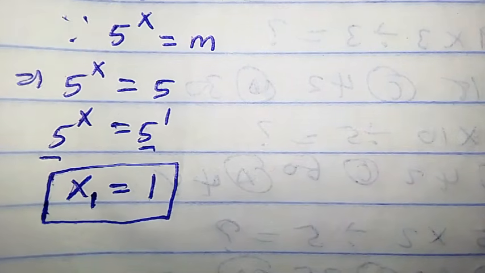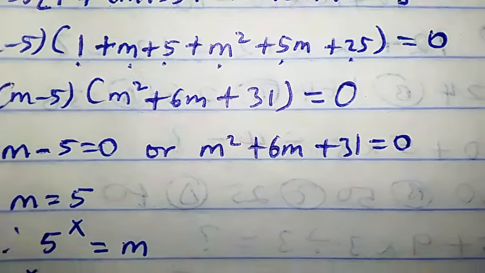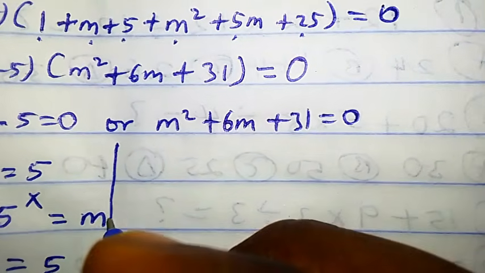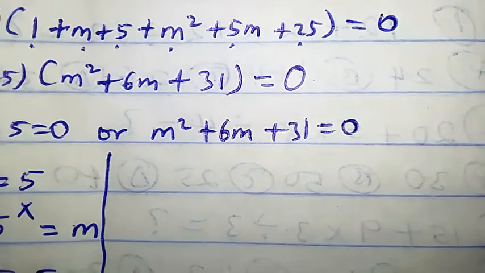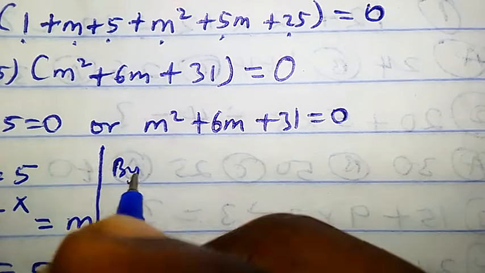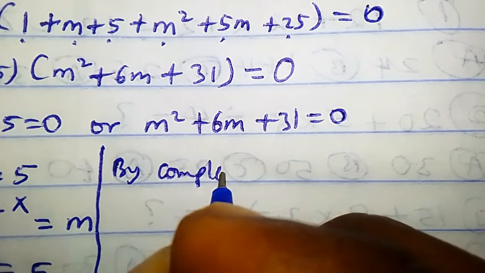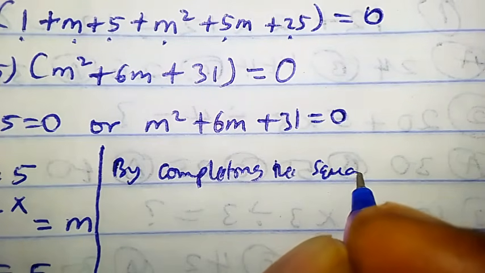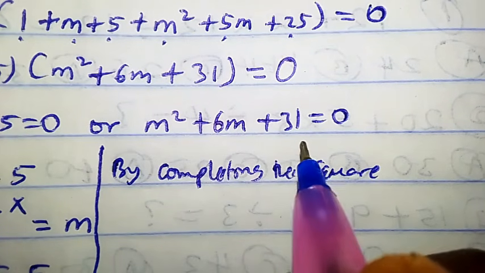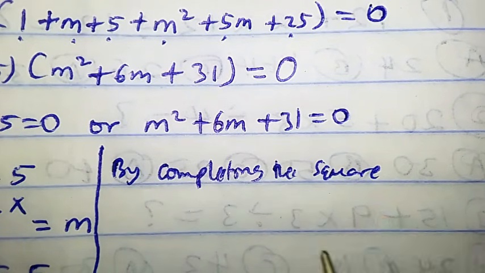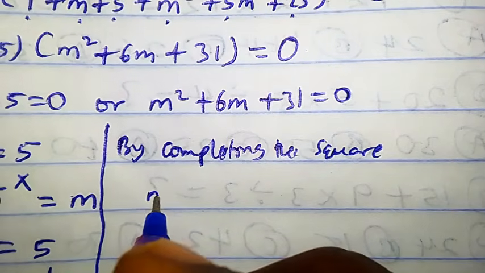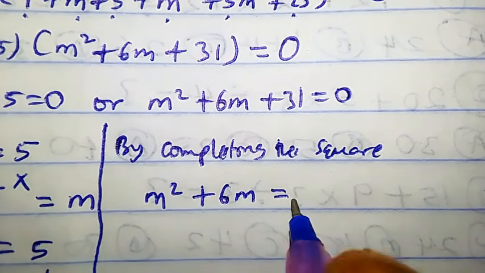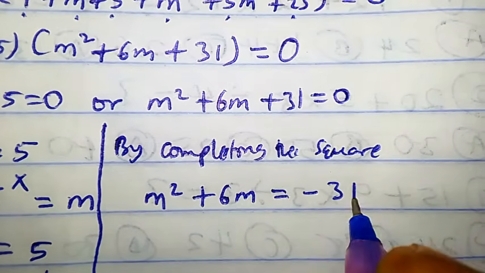X1 equals 1. Now, back to this quadratic equation. Let's solve it by the completing the square method. So the first thing we have to do is to transfer this constant to the right hand side. So we have m square plus 6m equal to minus 31.